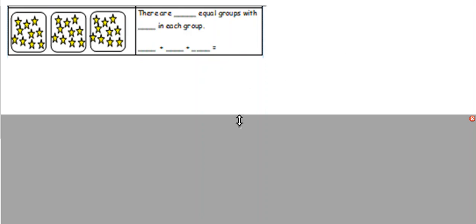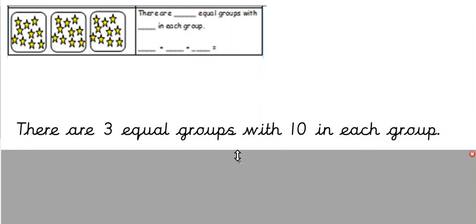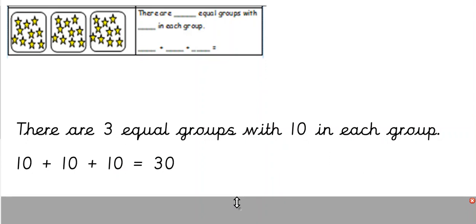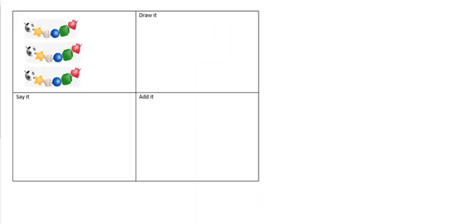Let's have a look at the answers then. So there are 3 equal groups with 10 in each group. 10 add 10 add 10 equals 30. Well done if you got that one correct. Well, let's move on. Have a go at this one.